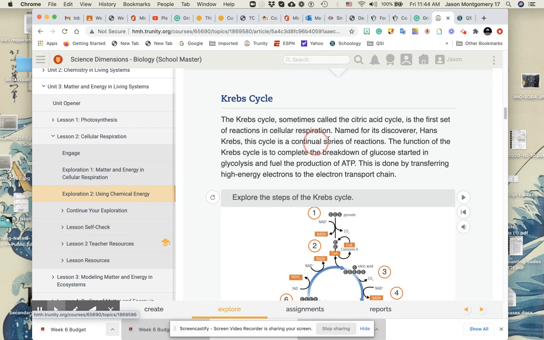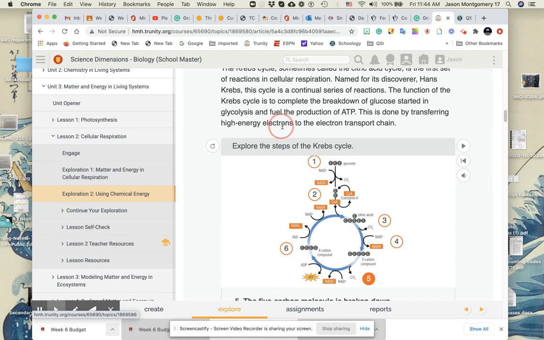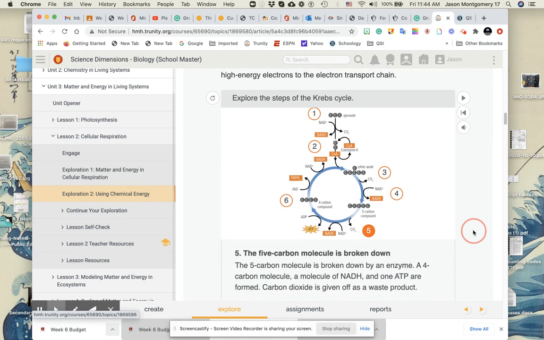The cycle is a continual series of reactions. That's why it's called a cycle, because it's cyclical and it basically never stops. Okay, so the function of the Krebs cycle is to complete the breakdown of glucose started in glycolysis. So take that pyruvate that is entering the mitochondria and undergo a series of reactions to get some energy out of it, shall we say. The name of the game is to produce this ATP. This is done by transferring high-energy electrons to the electron transport chain, which is the second part.